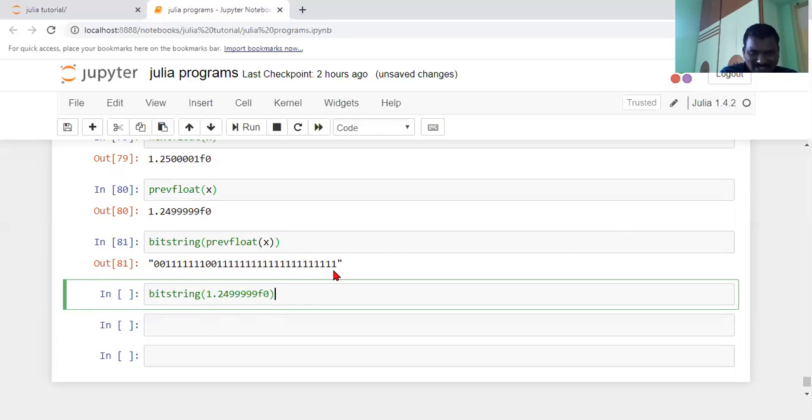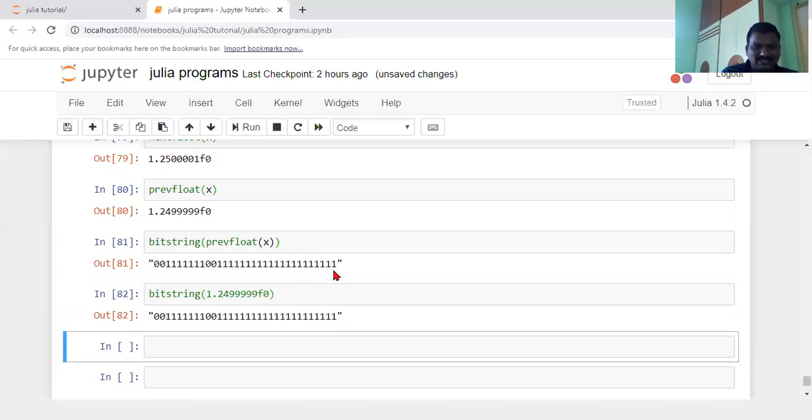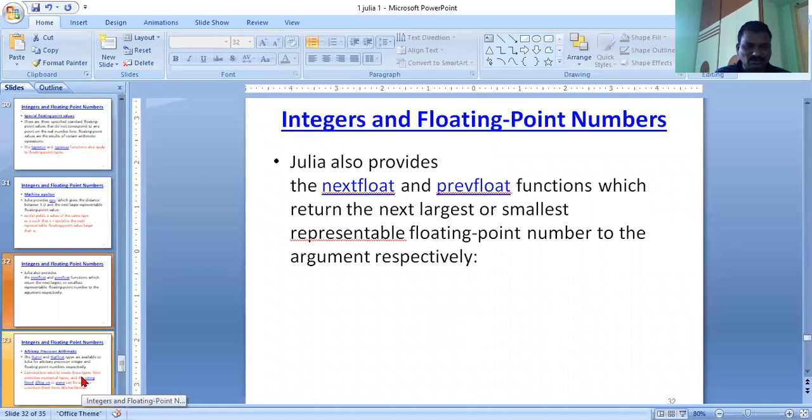The length of the string here, how many? The result is the same as the previous result. That previous floating point number value is what you considered here. In this way, you are calculating the previous float and next float values. That is the way of representing the previous float value as well as the next float value.